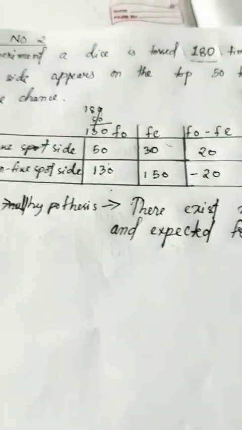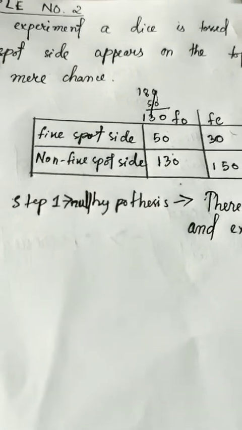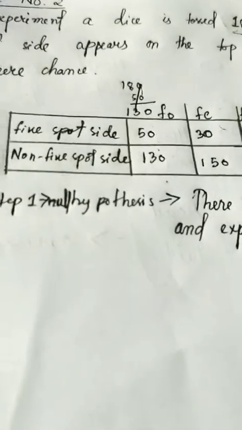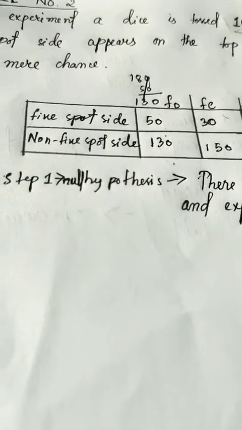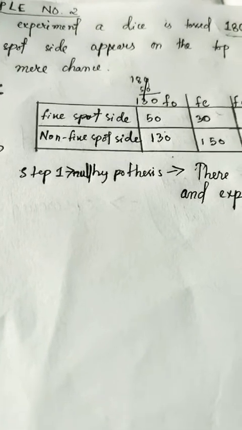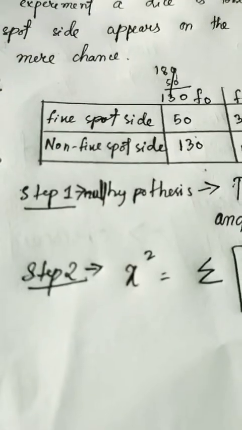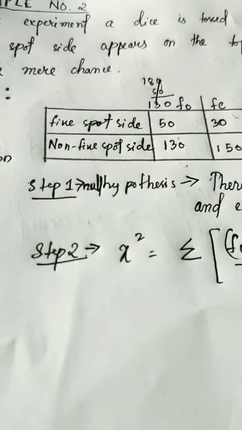So now we have hypothesized this. Now we have to calculate and see whether we will accept our null hypothesis or reject our null hypothesis. So step 2 is computing the formula.